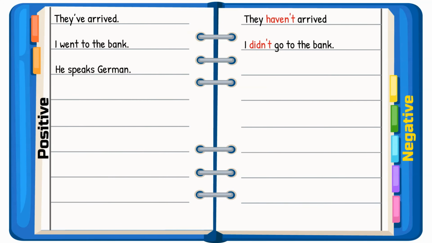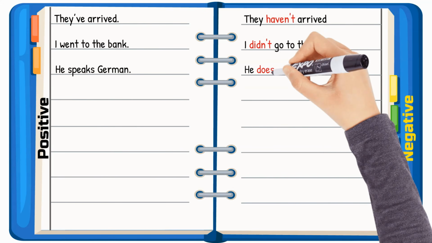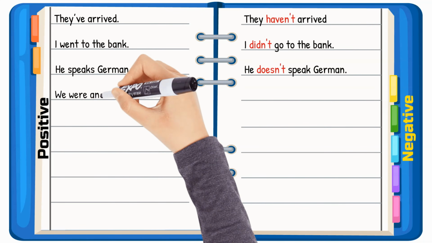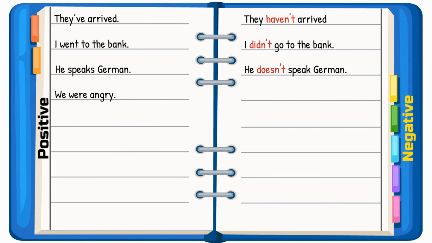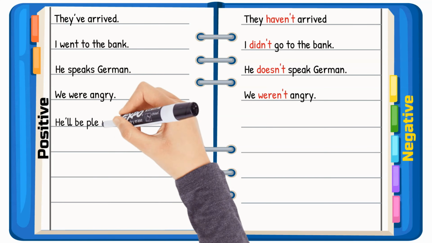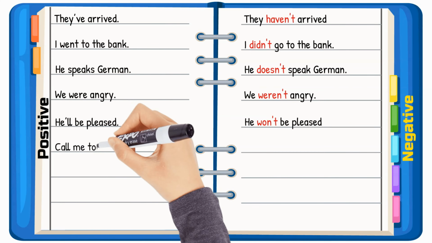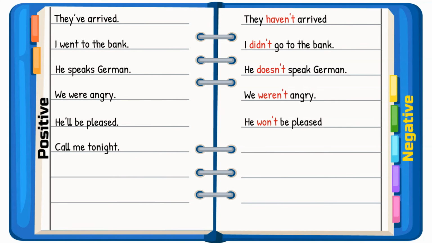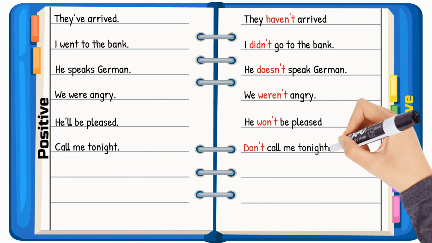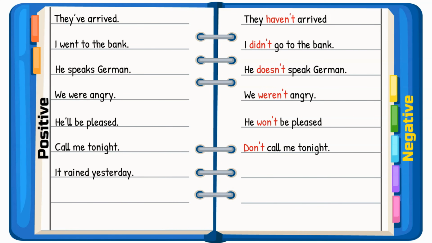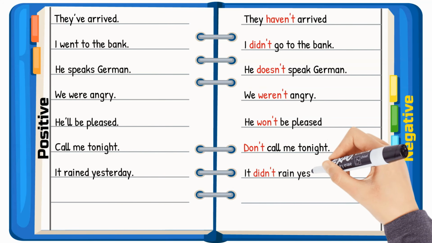He speaks German. He doesn't speak German. We were angry. We weren't angry. He'll be pleased. He won't be pleased. Call me tonight. Don't call me tonight. It rained yesterday. It didn't rain yesterday.